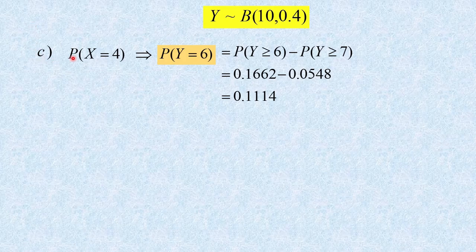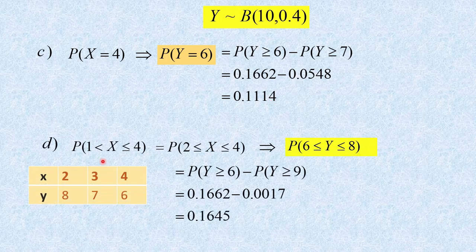Now we continue with C. Find the probability x equals 4. We can change to probability y equals 6. Then we use the formula probability y more than or equal 6 minus probability y more than or equal 7. So y is a binomial distribution, n equals 10, p equals 0.4. From the table, n equals 10, p equals 0.4, r equals 6, you get 0.1662. For r equals 7, 0.0548, and the final answer is 0.1114.